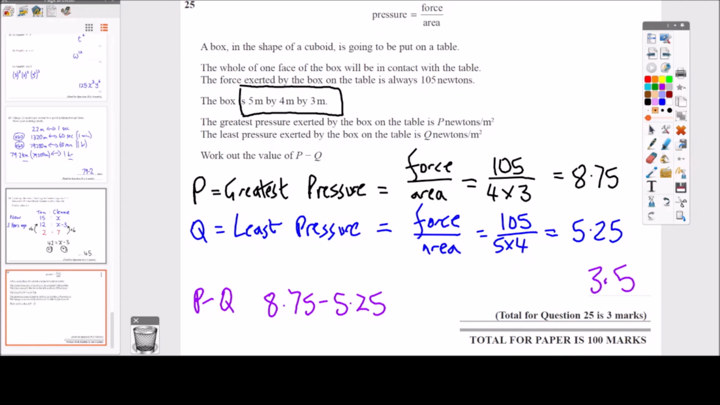Now, do we have to put the units down? I'm not sure about whether the units was included or not. I might have cut it off. So just put in the units just to be on the safe side, newtons per meter squared. I'm just going to have a quick look at the mark scheme and see if we needed to put down the units. So 3.5. No, you didn't have to put the units down. Okay, so 3.5 is the correct answer. We didn't need to go and put the units down.